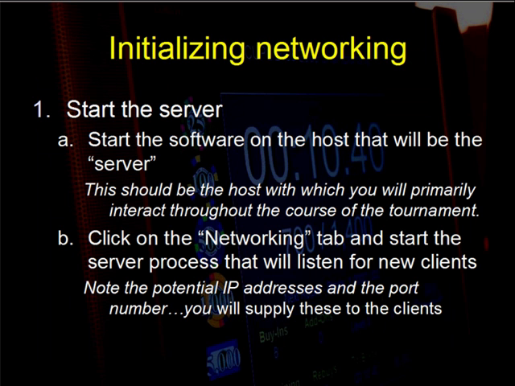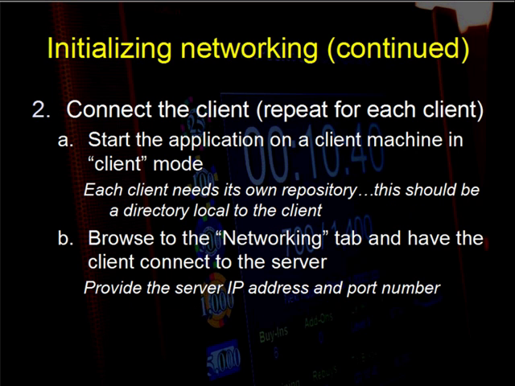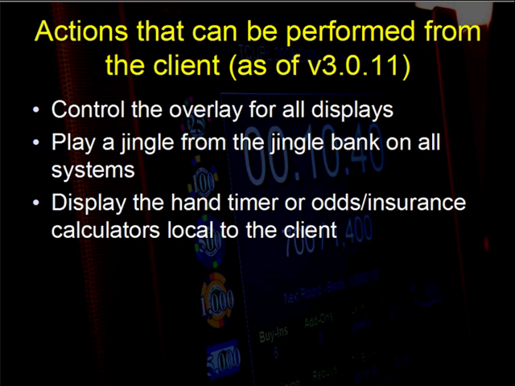All right, to initialize the networking, I'll show you how to do this in the demo, but basically you start the server, go to the networking tab and start the server process. You're going to note the IP address and the port that the server is using. And then you're going to go to the client, make sure it starts in client mode. I'll talk about that more in the demo also. And then go to its networking tab, make sure it has the correct IP address and port number for the server, and tell it to start.